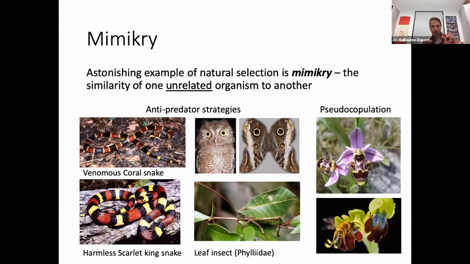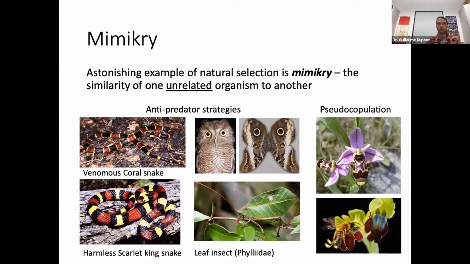Natural selection has also produced some astonishing examples, which some people probably have a hard time believing can even possibly exist. And these examples we call mimicry: the evolution of phenotypic similarity between completely unrelated organisms.